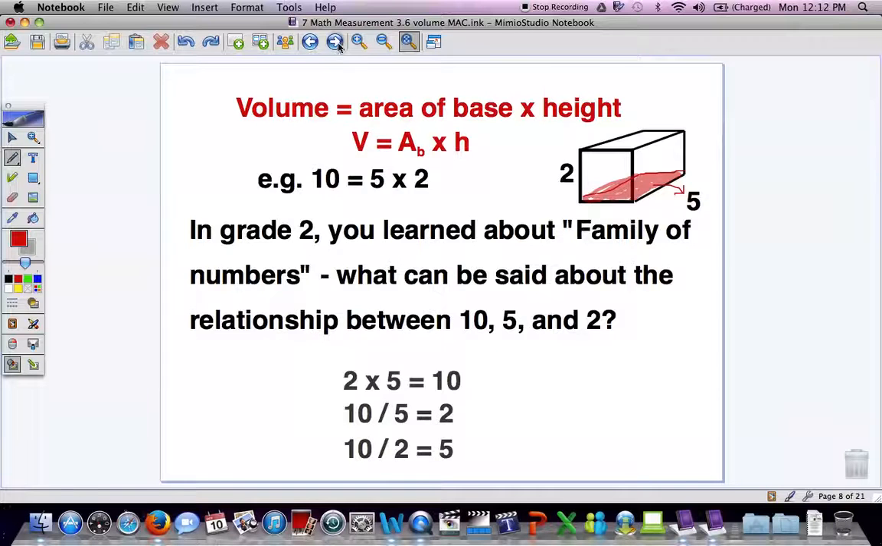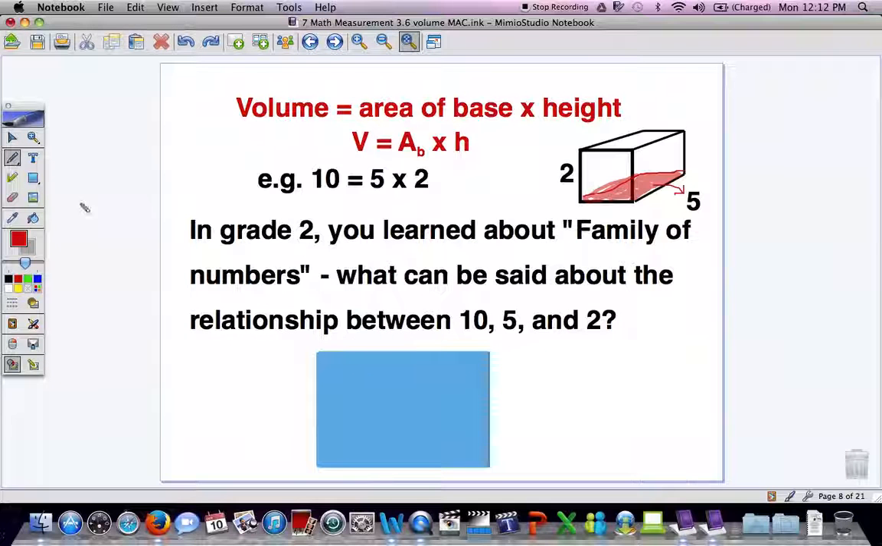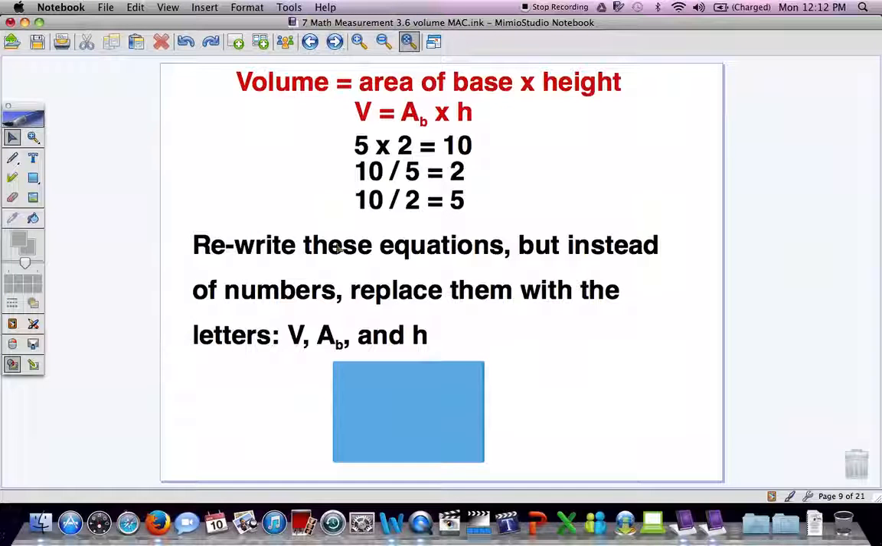The same thing works with volume. This is what's so neat about the formula. We know that volume is equal to the area of the base times the height. We can actually flip this around using our family of numbers, what we had back here, to figure out, instead of always looking for the volume, we might be looking for the area of the base or the height.